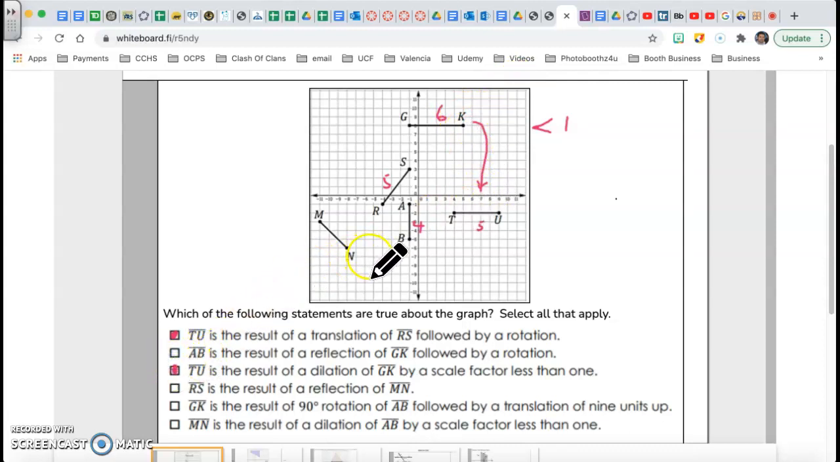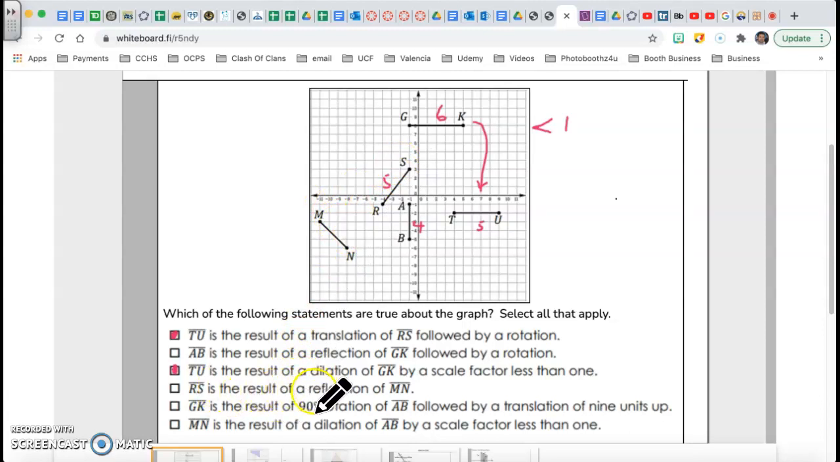Dilation less than 1. Yes. Next statement: RS is the result of a reflection of MN. RS, reflection of MN. How? Reflection over the y-axis, x-axis? Nope.